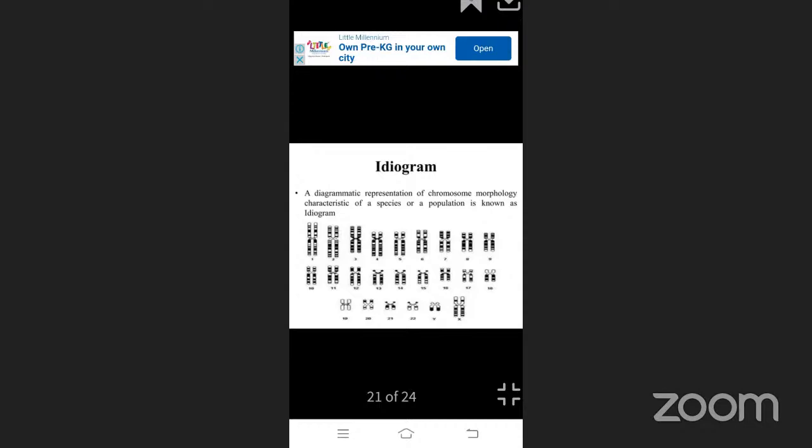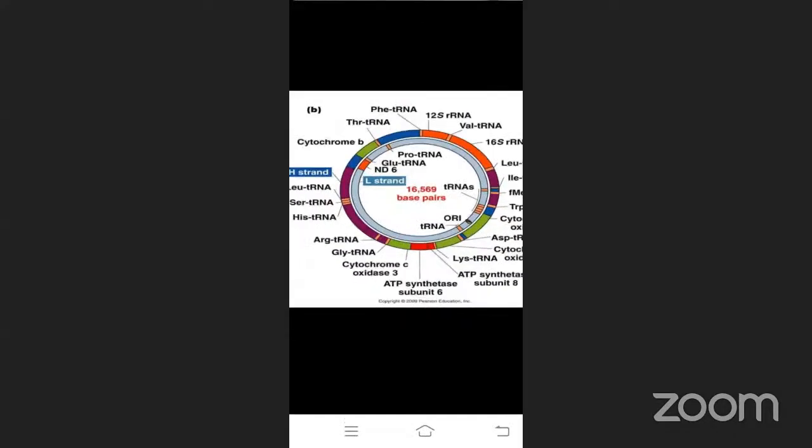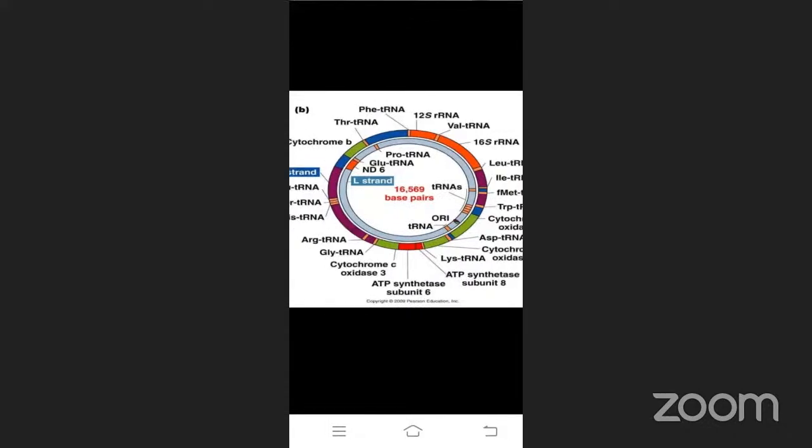Another topic is the extranuclear genome. What is the extranuclear genome? The nucleus is the important organelle which carries genetic information. These genes are generally present on the chromosomes, where they are enclosed in the nucleus. These genes are referred to as nuclear genes.